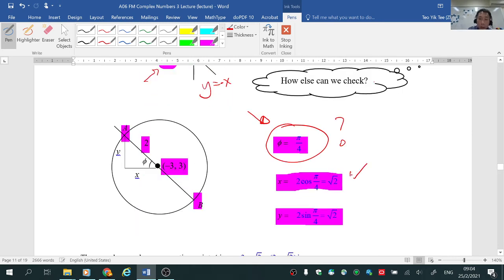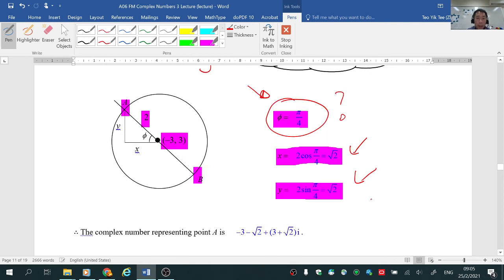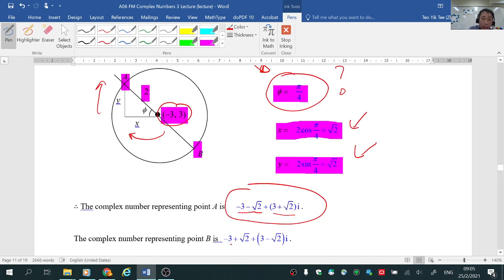Then of course your trigo to get your x and y coordinate. Thereafter, taking reference from the center of the circle, x units to the left of -3, so -3 minus √2 will give me my x-coordinate. Then 3 plus y, which is 3 plus √2 i. So these will be my coordinates, or in Cartesian form, the complex number representing point A. Similarly, you can find the Cartesian coordinates or the complex number representing point B.